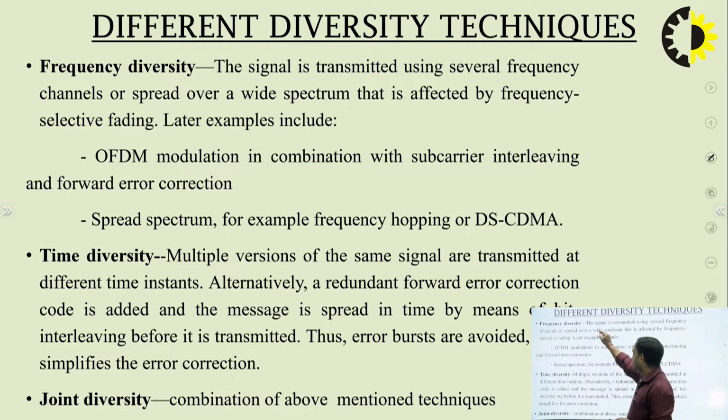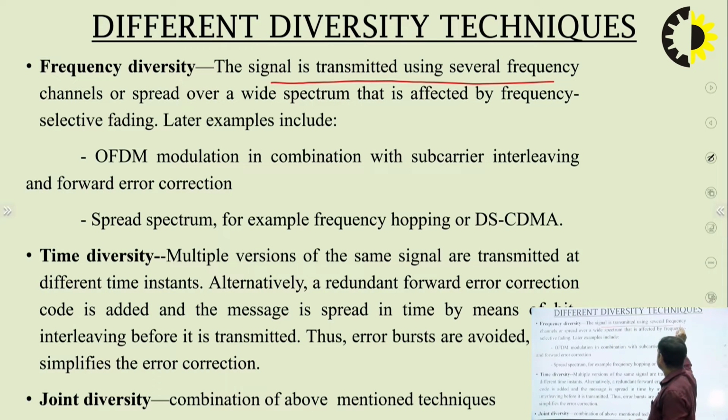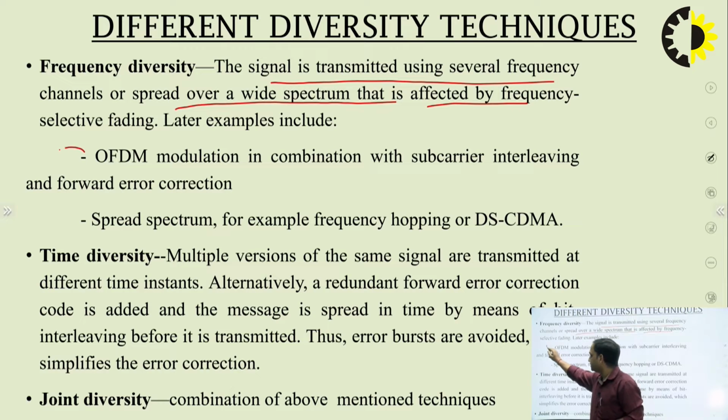So in this, the signal is transmitted using several frequency channels and is spread over a wide spectrum that is affected by frequency selective fading. It means OFDM is the modulation technique which uses frequency diversity, in which the frequency selective fading channel is converted into flat fading channels.